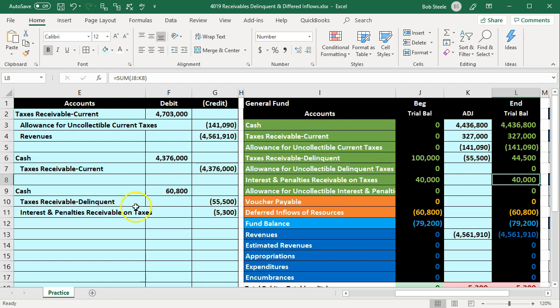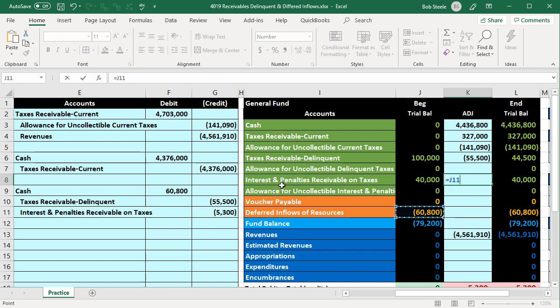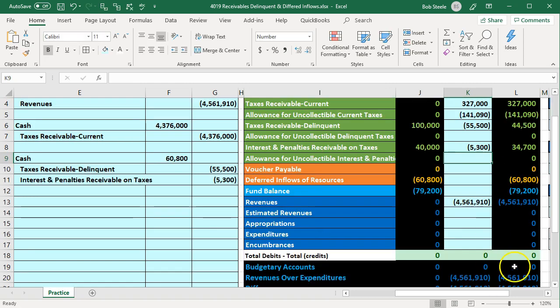And then we've got the interest and penalties receivable. That's going to be here. We're going to be in the middle column in column K. This is equal to the 5,300, bringing the 40,000 down, putting us back in balance down below.